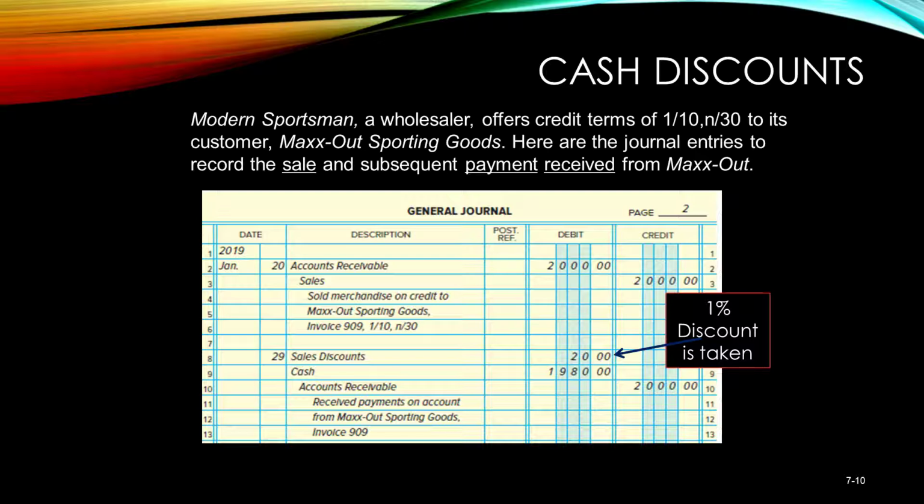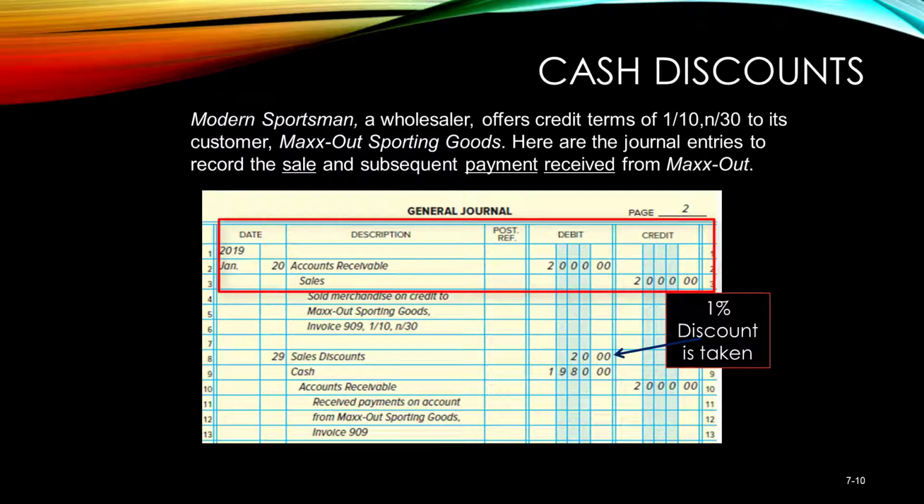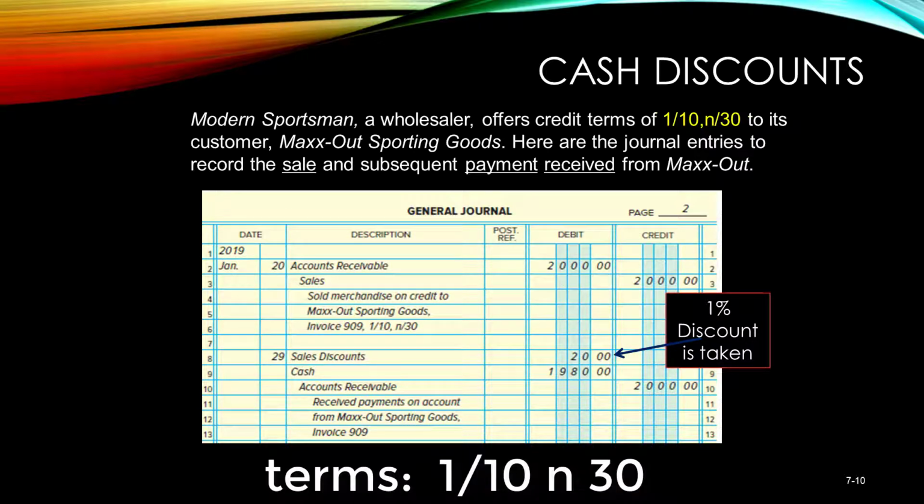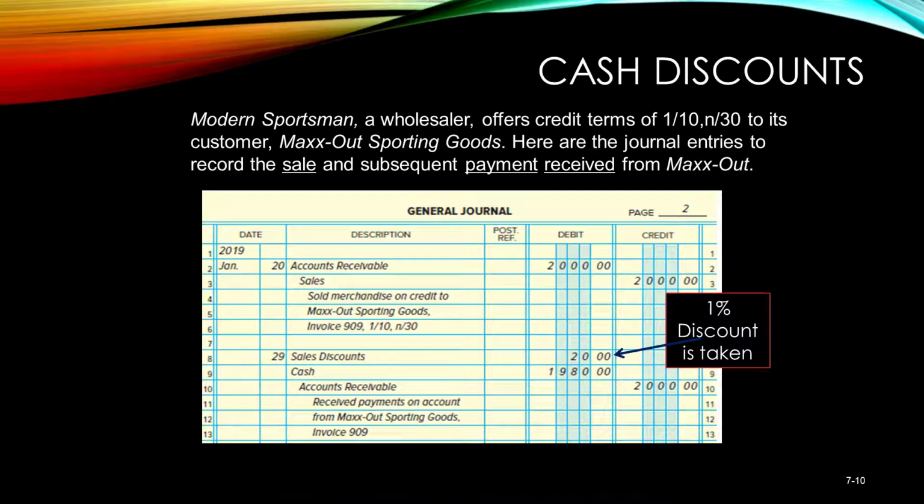Cash discounts are taken when the payment is received. In this case, the original sale was made for $2,000 with prompt payment discounts offered to the customer. The credit terms of this sale were 1/10, net 30, which means if the customer paid within 10 days, he was entitled to take a 1% discount. If he chose not to take advantage of the discount, then the whole amount due would be paid in 30 days from the date of invoice.